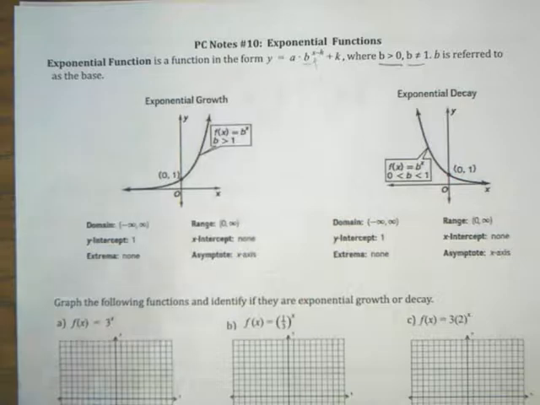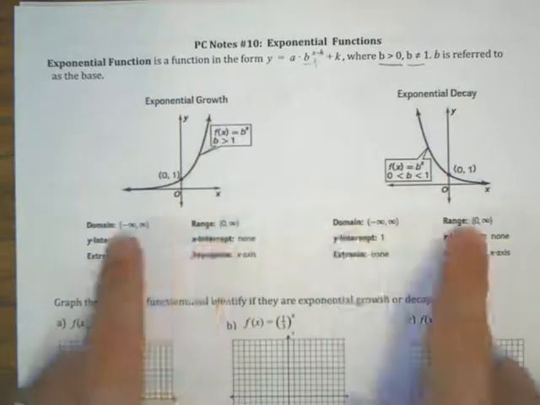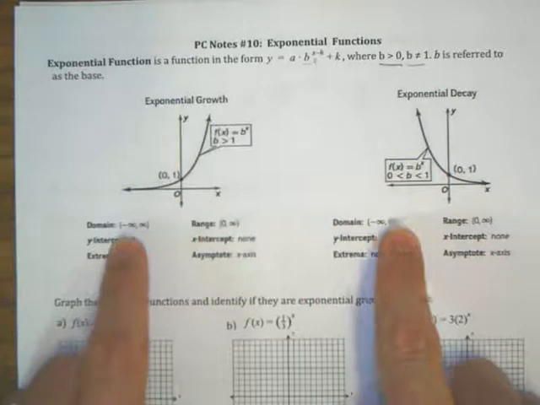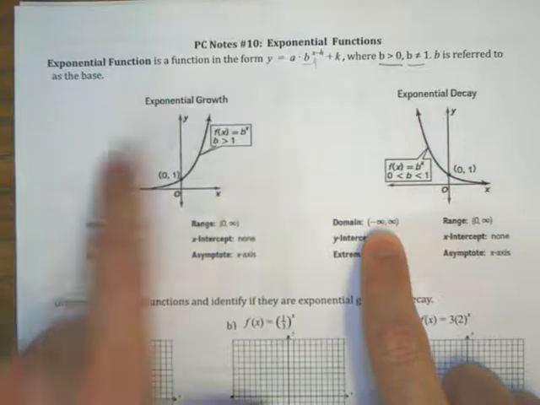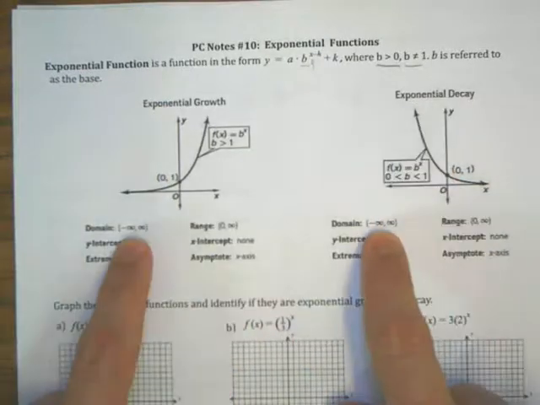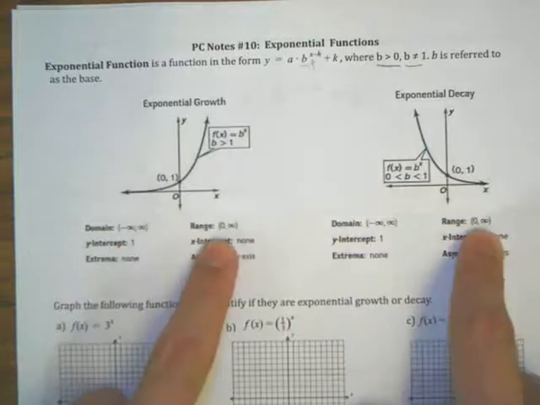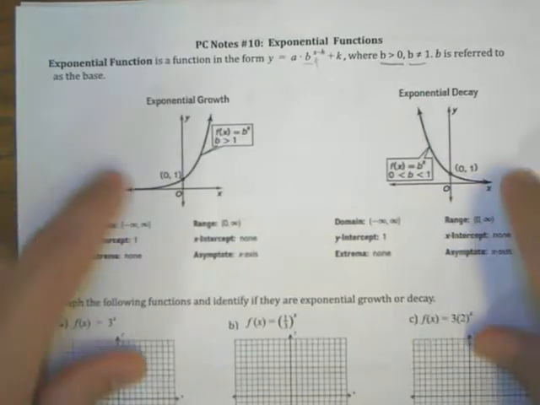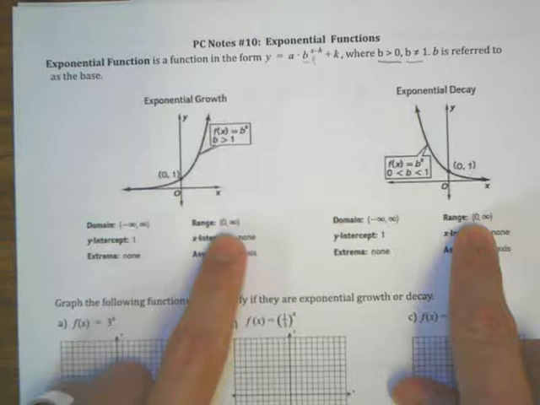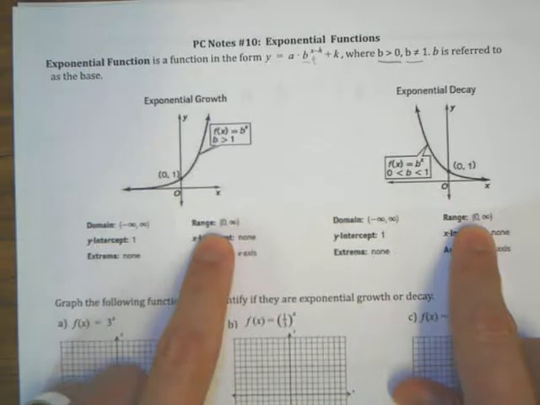We're of course going to be talking about domain and range, and isn't that nice for both of these generic functions? We got arrows on both ends, so our domain is negative infinity to positive infinity. The range is 0 to infinity. We start at 0 and go up to positive infinity. Notice 0 is not included. We'll talk about that in just a minute.